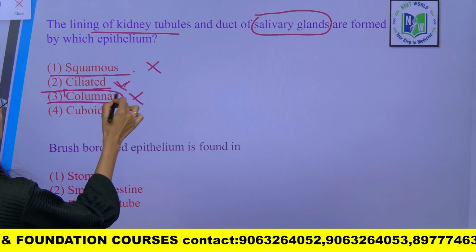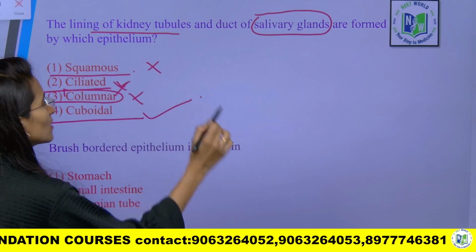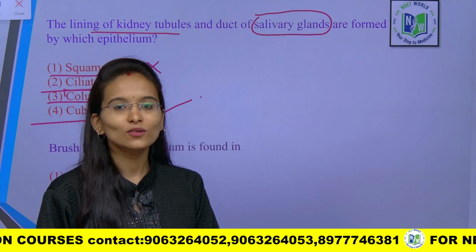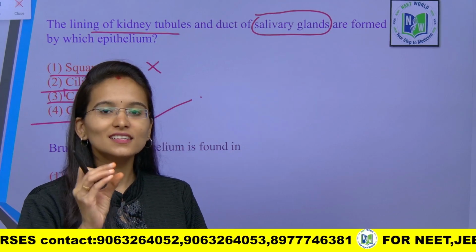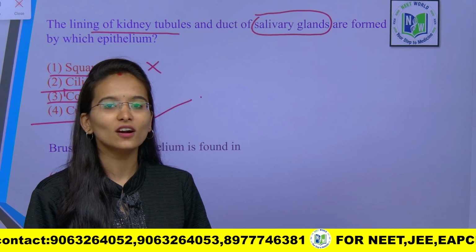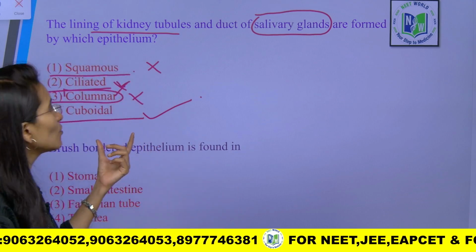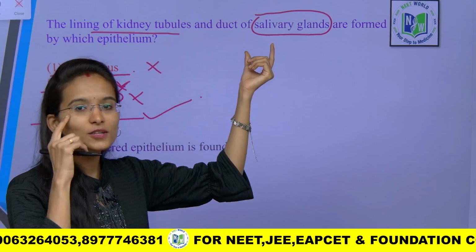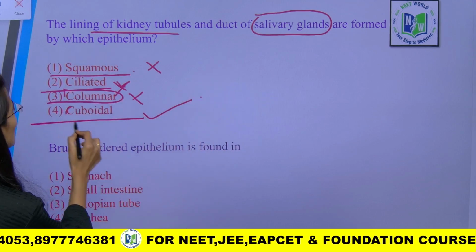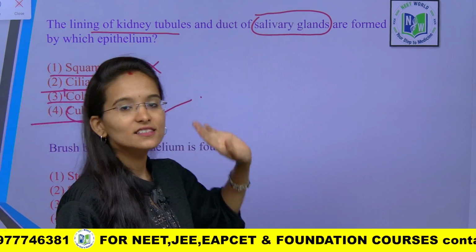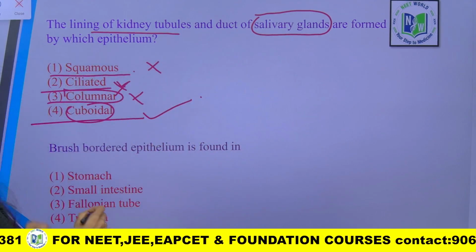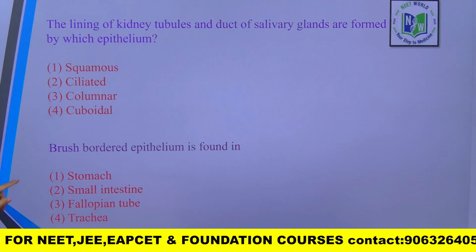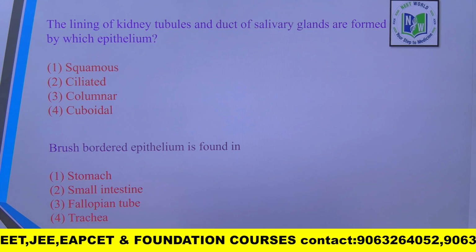So the right option will be the cuboidal epithelium. Inside the glandular epithelium, the cells are in the shape called cuboids. So these are involved in the kidney tubules. The lining of the kidney tubules is made up of cuboidal epithelium, and we can also see it in the salivary glands. So the right option is 4. Next, coming towards the second question.